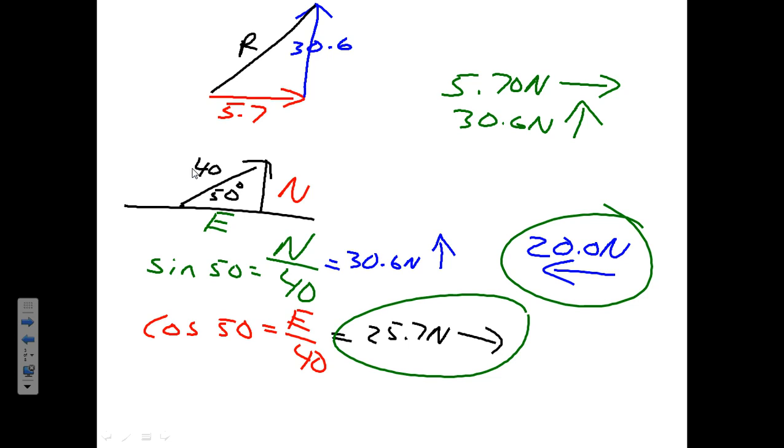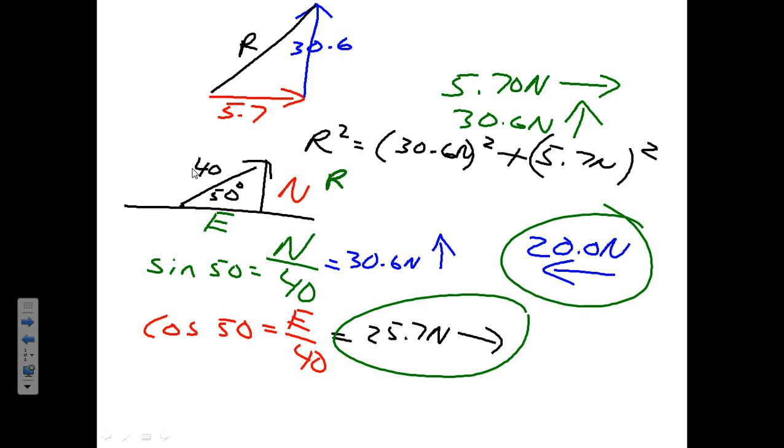So use Pythagorean theorem. R squared equals 30.6 newtons squared plus 5.7 newtons squared. So if we do the math on that, we get 31.1. Oops, not 6, 31.1. And that's newtons, but that's just the magnitude. We still got to find an angle.